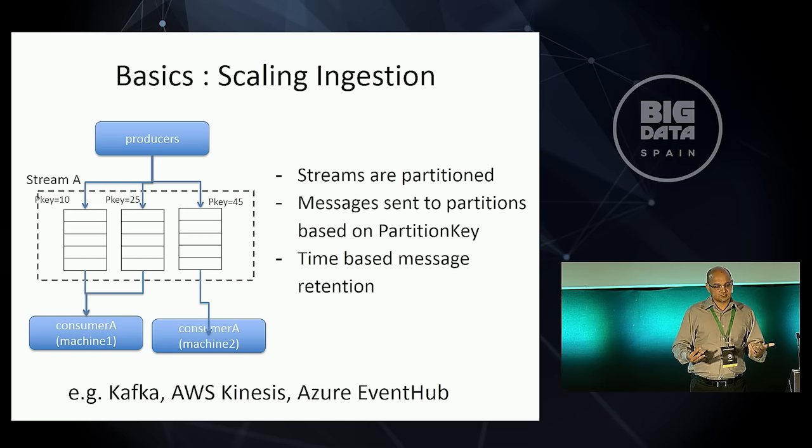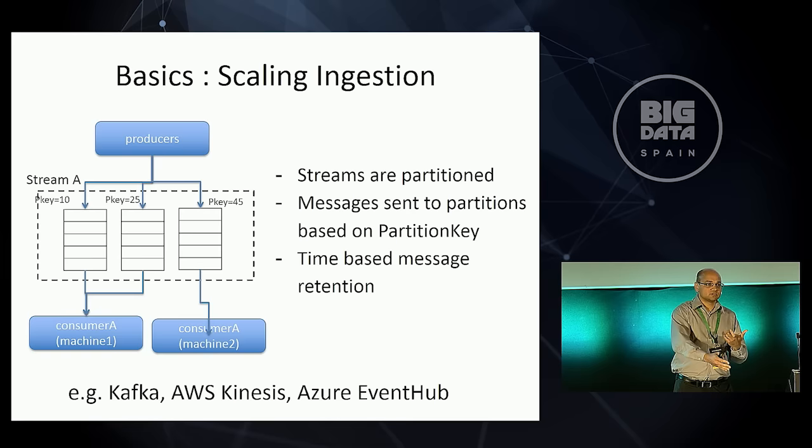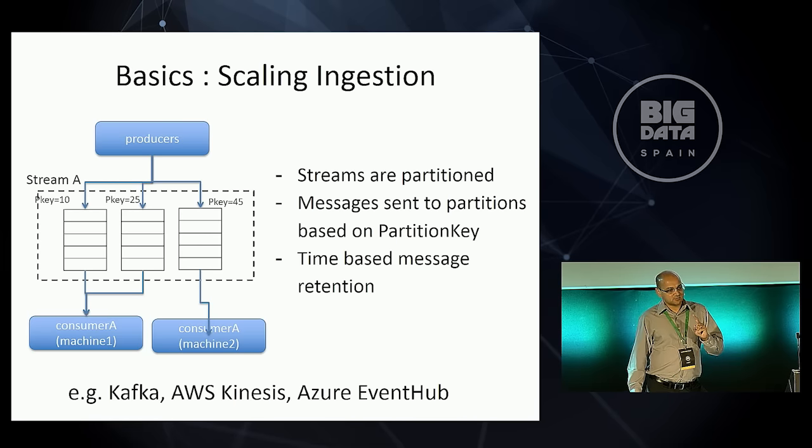All of them have a similar pattern, where you have the notion of a stream, which is partitioned. The partitions live across many, many machines. And then when you send a message to the stream, the message has to have a partition key. The key is hashed, and we decide which partition to send the message to, and that's how it works.